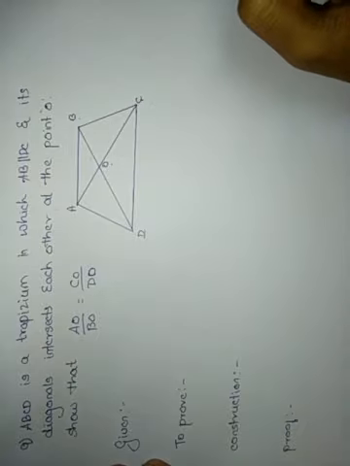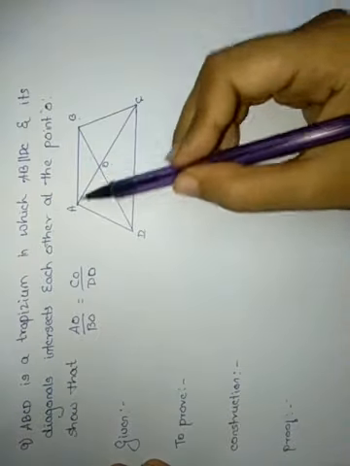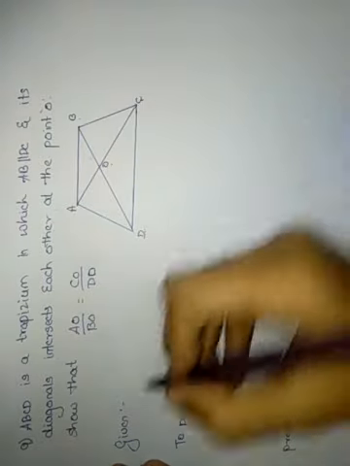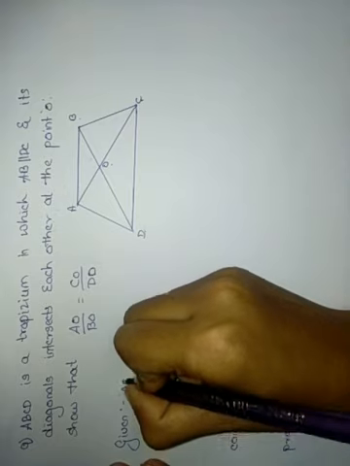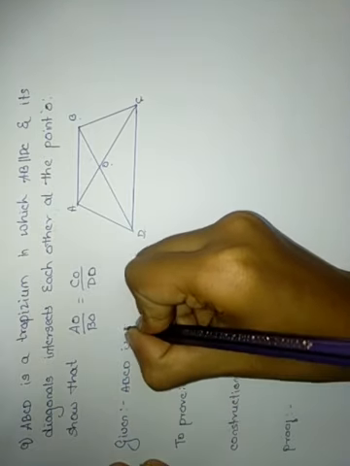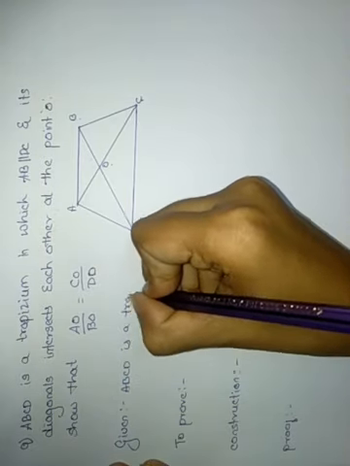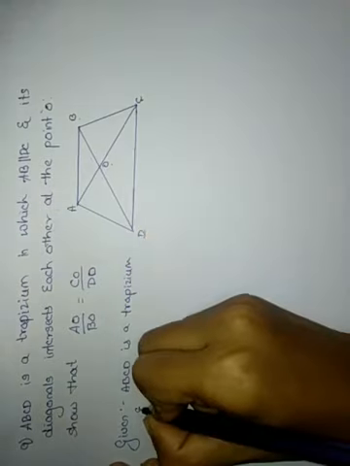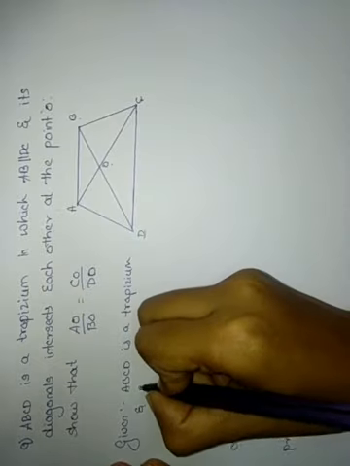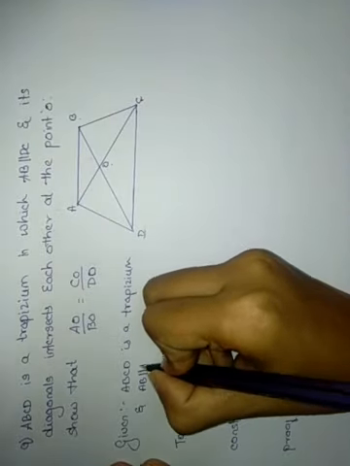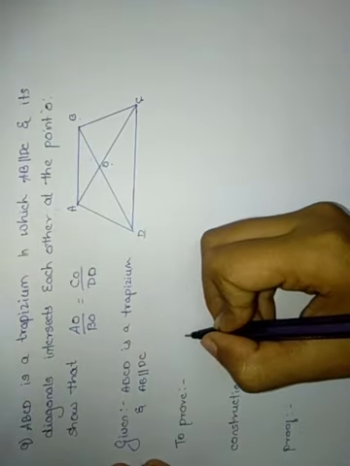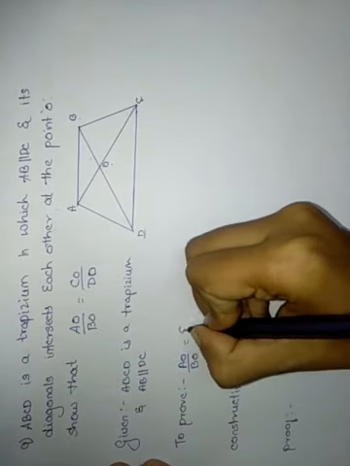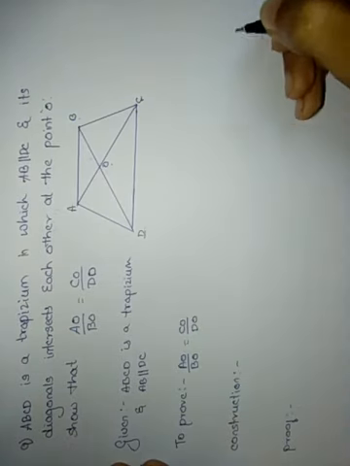For that, let us write the given things. What all they have given? They have given one trapezium and they have said AB is parallel to DC, right? We'll write it. ABCD is a trapezium and also AB is parallel to DC. And we have to prove that AO divided by BO is equal to CO divided by DO, right?